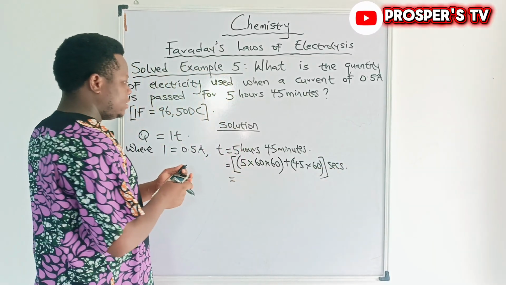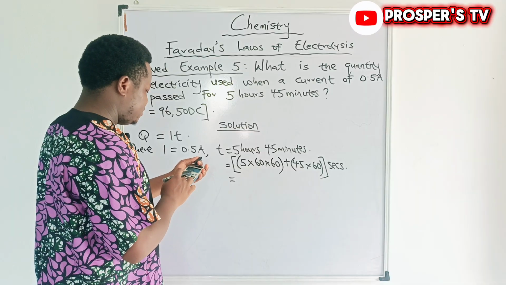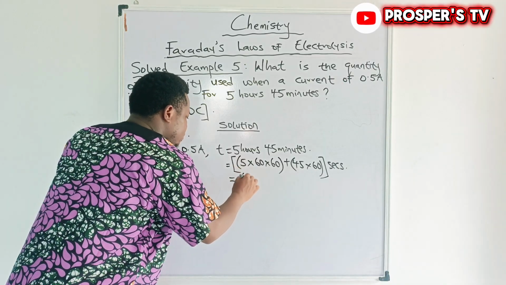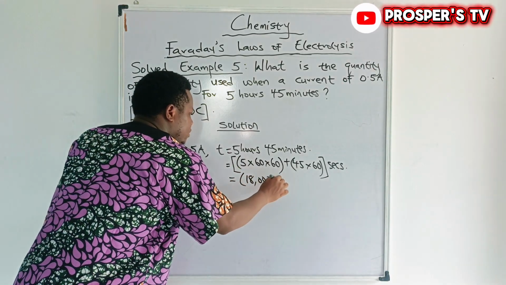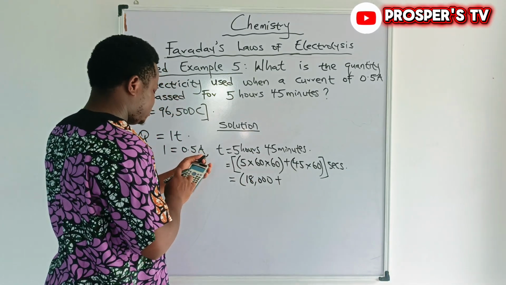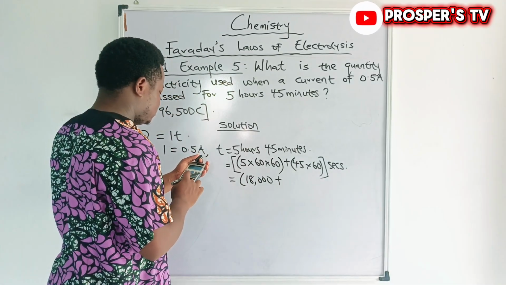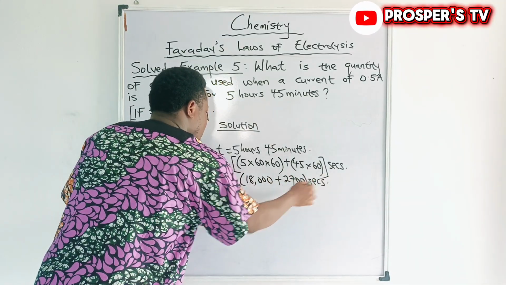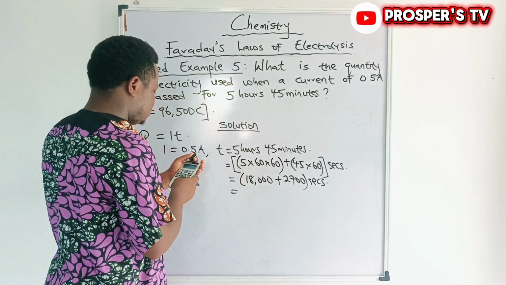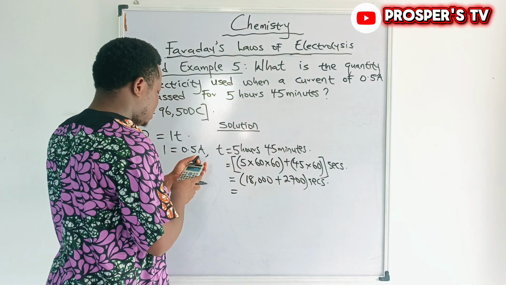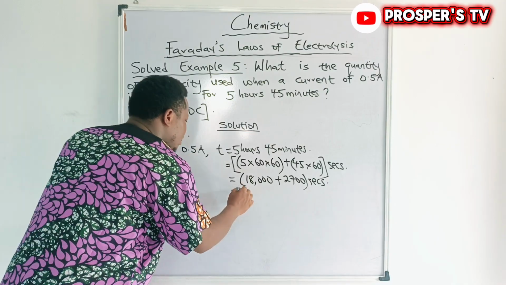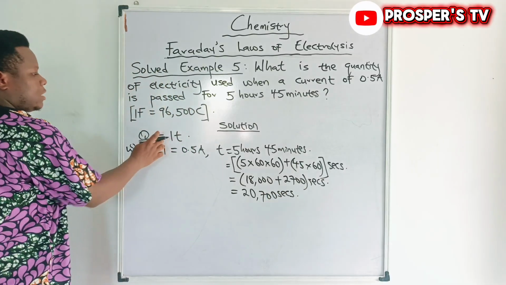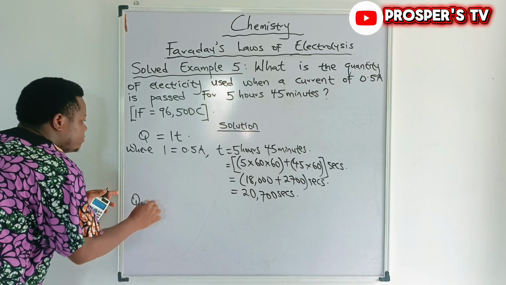So I'll punch that quickly. So we have 5 times 3,600, which would give us 18,000. So we have 18,000 plus 45 times 60. We have 2,700 seconds. So by the time you add those, 2,700 plus 18,000, that would give me 20,700 seconds. So we can now calculate our value for Q.